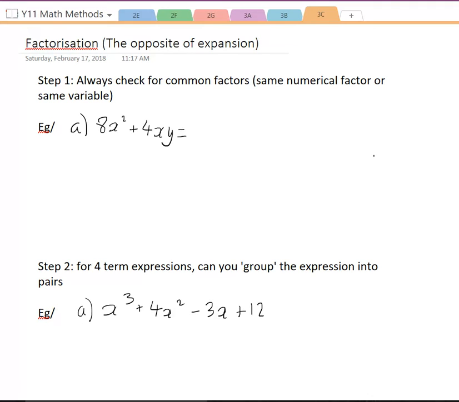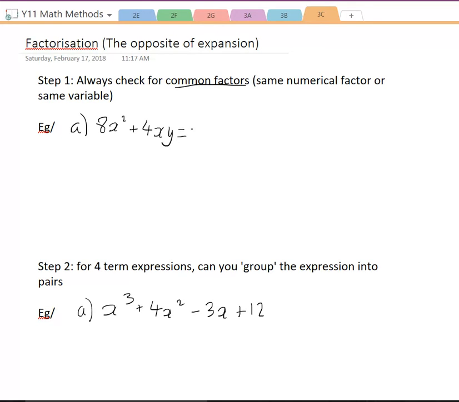Okay, so guys, today we're going to have a look at factorisation, which is the opposite of expansion. We're just going to go through a number of steps that you can go through when you're trying to factorise a term. That is, pull out common factors within it when there's a multiple term expression. So step one is you always need to check for common factors when you're looking at expressions. So we'll just go through a couple examples.